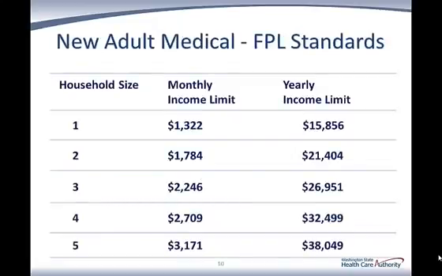Here is an example of the income limits for the new adult medical group. A single adult could make roughly $1,320 per month, or around $15,850 per year, to be eligible for this new program. A family of 3 could make roughly $2,250 per month, or about $26,950 per year.